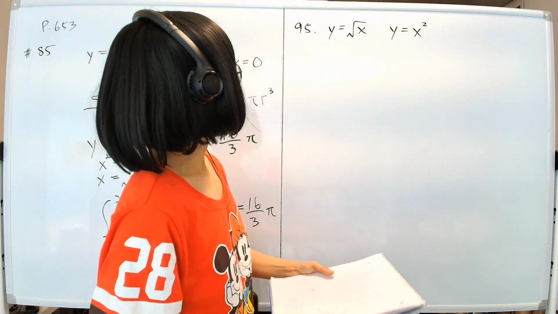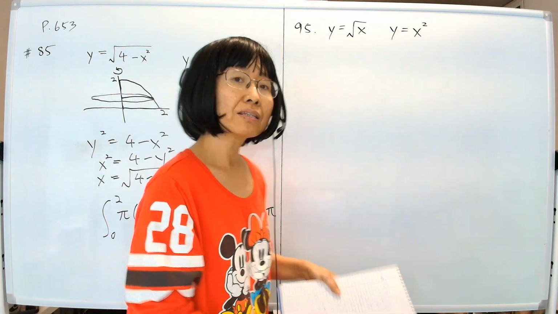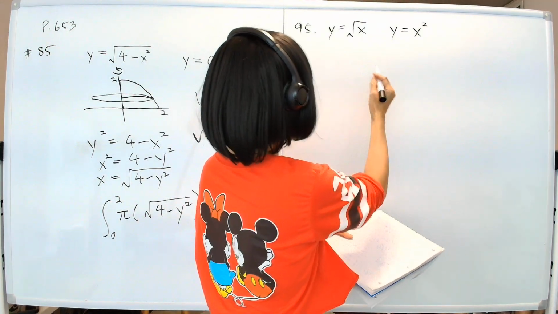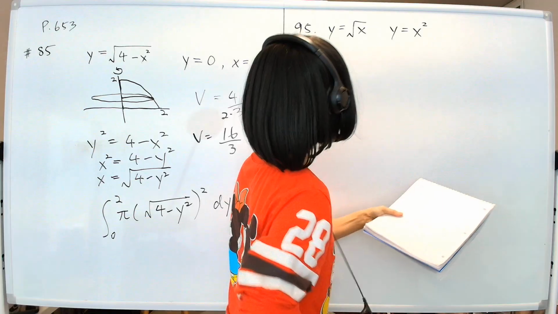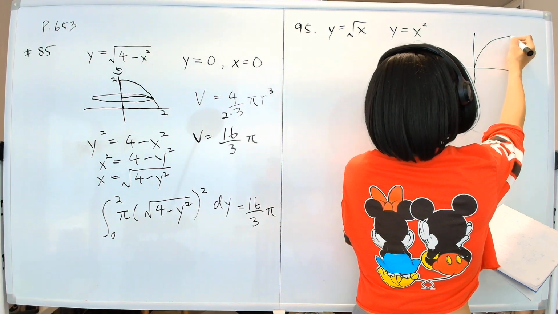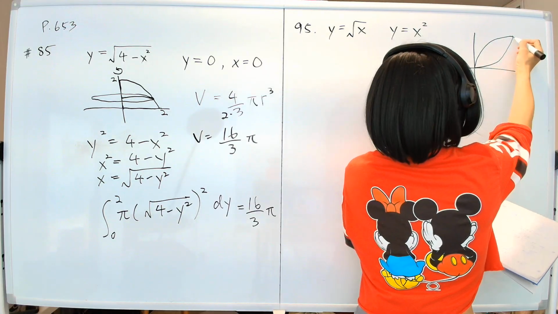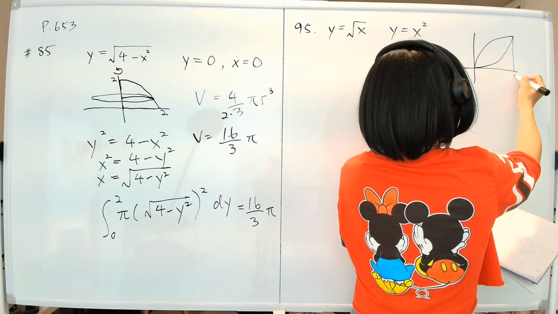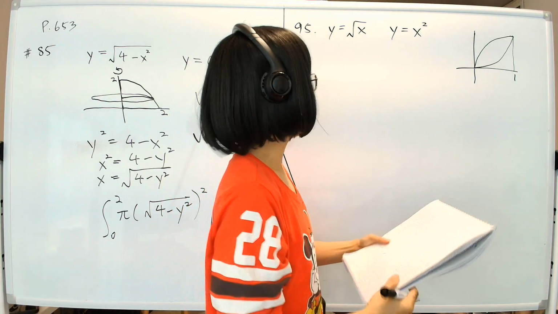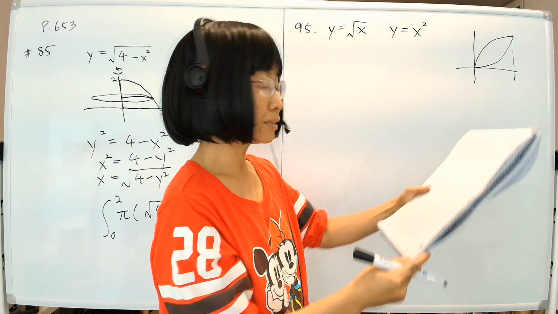Next, let's look at problem 95, where we have two curves, y equals square root of x and y equals x squared. Those are inverse functions of each other, and therefore they are mirror images along the y equals x line. y equals square root of x looks like that, and y equals x squared looks like this, and they meet at 1. This here is 1, and so is that. We are supposed to spin this area, the leaf-shaped thing, around the x-axis.